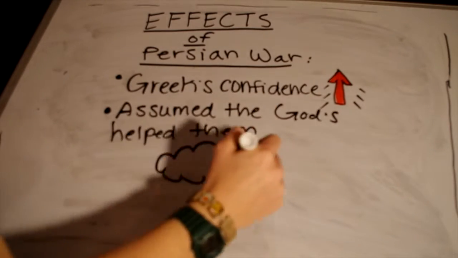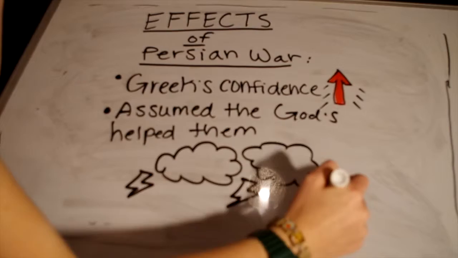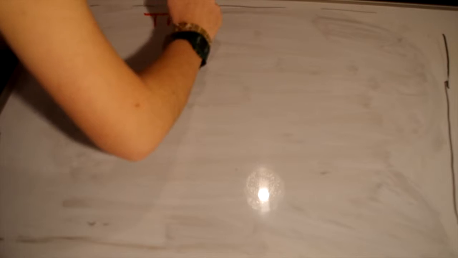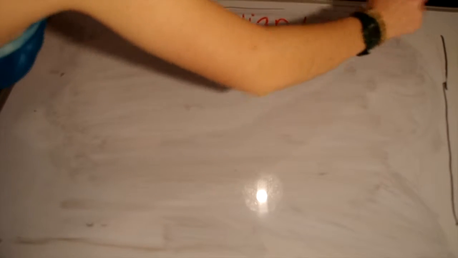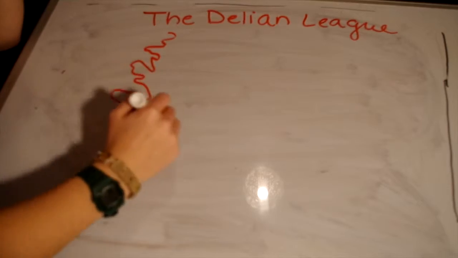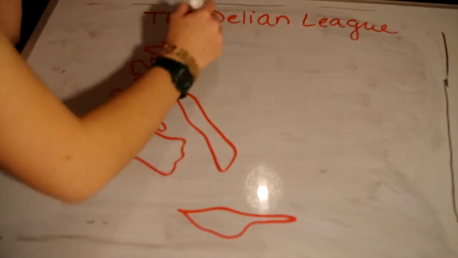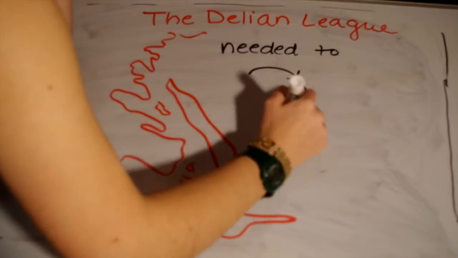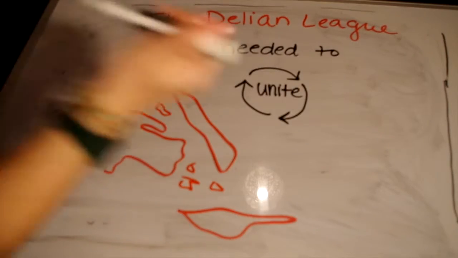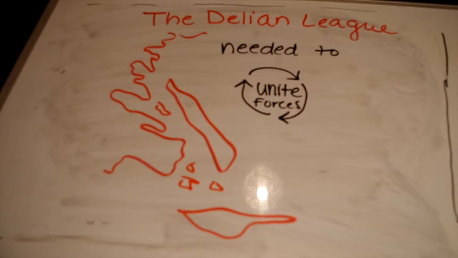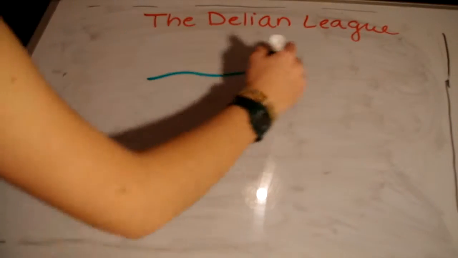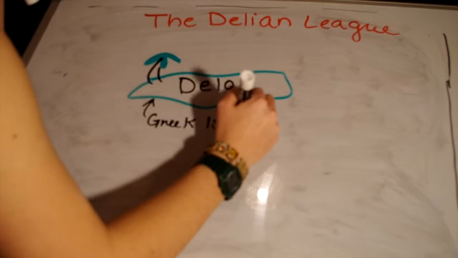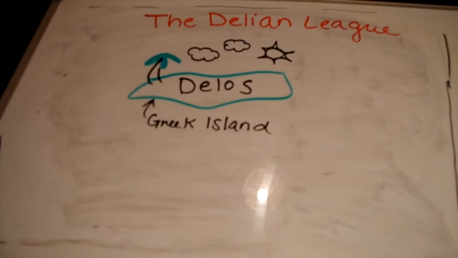And Athens soon emerged as the leading city-state and entered a golden age. The Persian War proved to Greece that they needed to work together, so they formed an alliance called the Delian League. The Delian League was named after the island of Delos, where meetings took place.